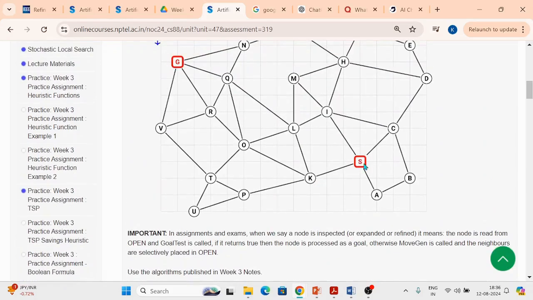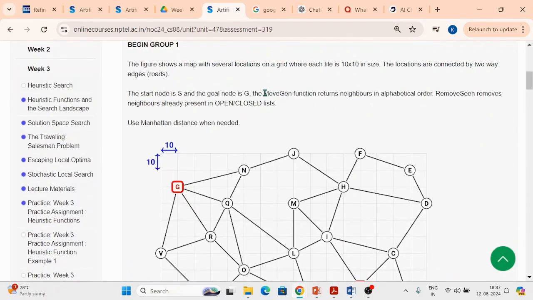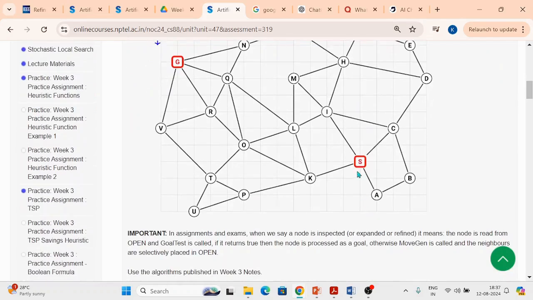So if you see, S is your start node according to breadth first search. First see what nodes are connected to S. The nodes connected to S are A, C, I and K, and they mentioned that the move-gen function returns neighbors in alphabetical order. So whenever we expand or inspect the node S, the move-gen function of S generates the nodes in alphabetical order. So you need to mention the nodes in alphabetical order.